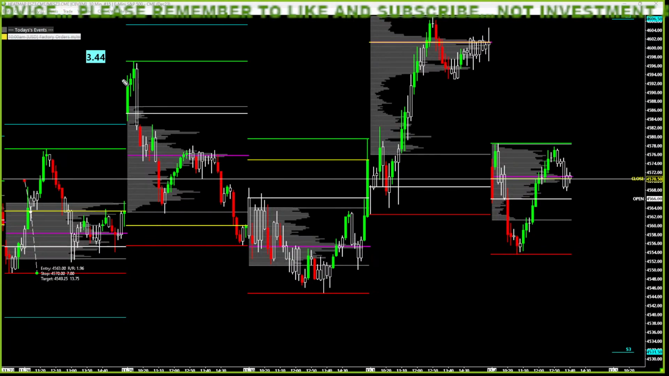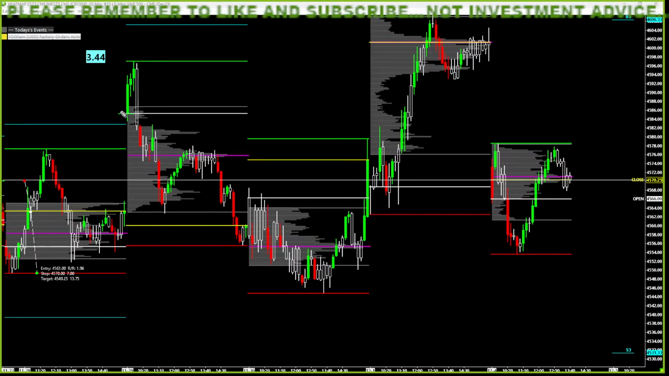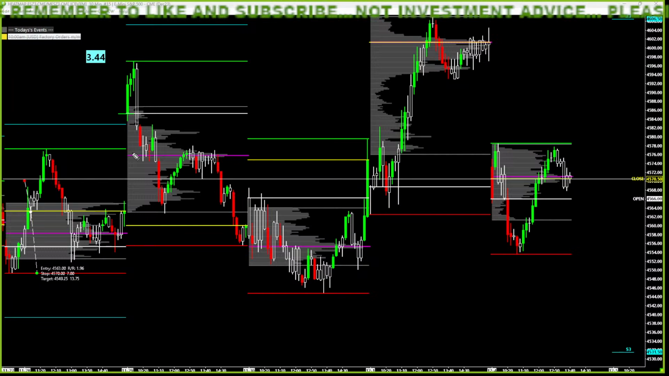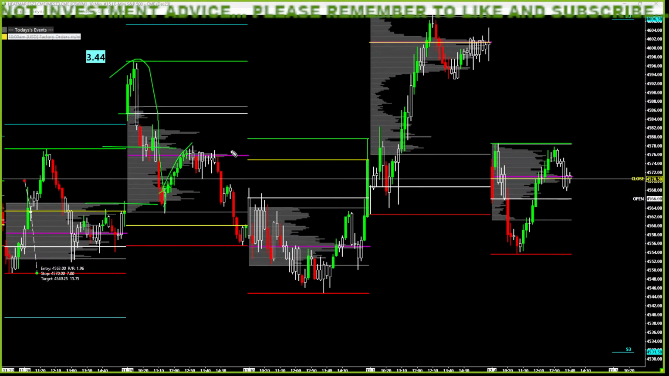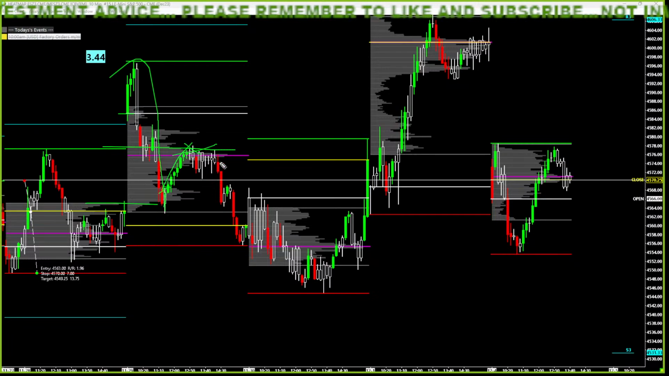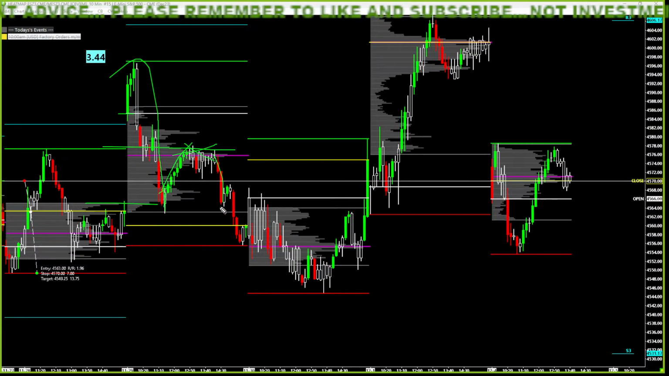Next day opens way up here. Right? What are we looking for? We're looking for value to develop higher. Goes down inside yesterday's value, pops back up. Opportunity there. Where do we target? Previous day's high. This day would have been a win. Had you tried to do it again, you probably would have got stopped.